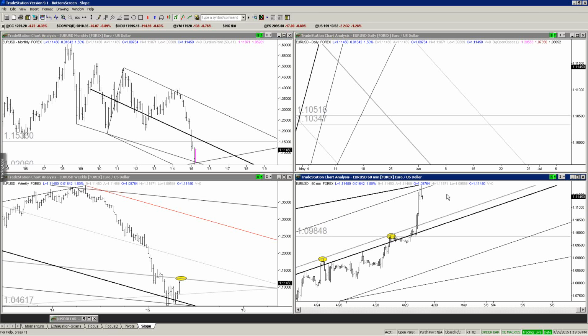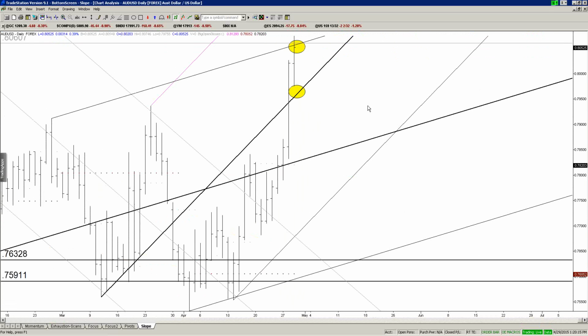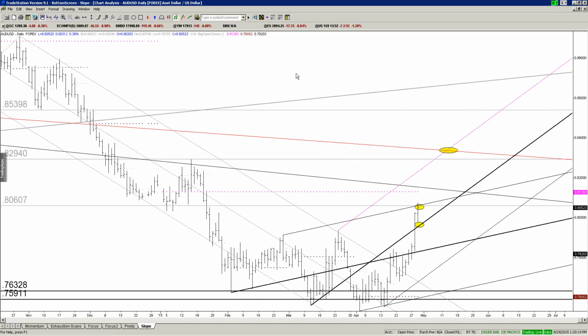Okay. All right. So the next one that is going to look awfully interesting as far as the dollar short position is concerned, in my opinion, is probably the Aussie. And again, this is actually the same chart from last night that I published.